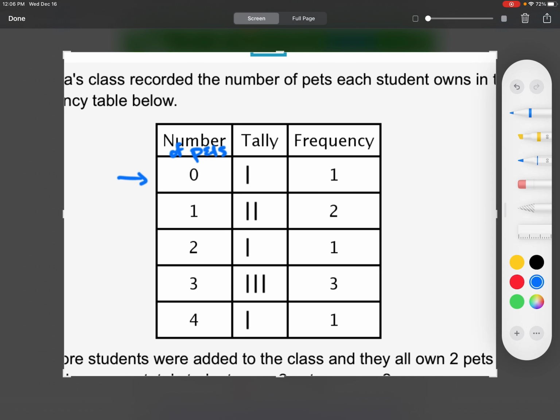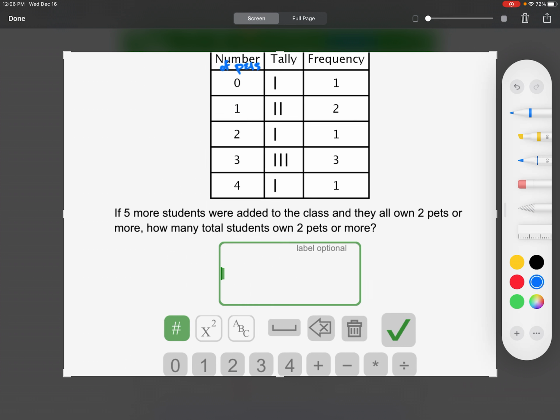So what that means is that, sorry, let me rephrase this. 1 person recorded having 0 pets. 2 people recorded having 1 pet. 3 people recorded having 3 pets. 1 person recorded having 4 pets. That's what this chart is saying. So let's go ahead and look at the question.